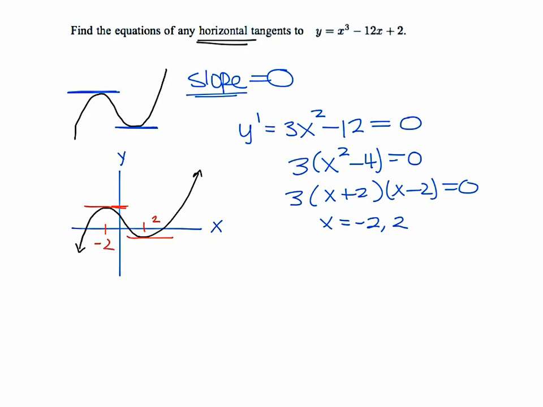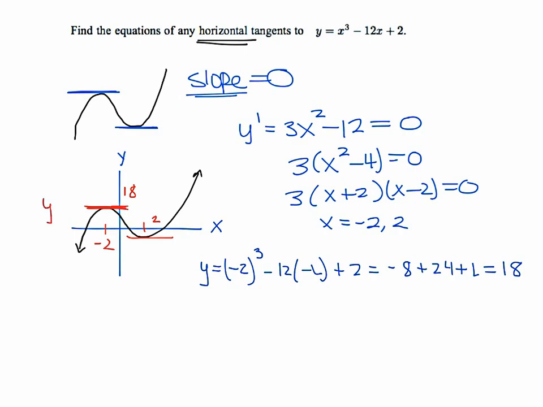When x is equal to -2, we have a y value of y is equal to -2 to the cube minus 12 times -2 plus 2, which turns out to be -8 plus 24 plus 2, and this returns the value of 18. So when x is equal to -2, your y value is equal to 18. So the equation of this tangent line would be y is equal to 18.